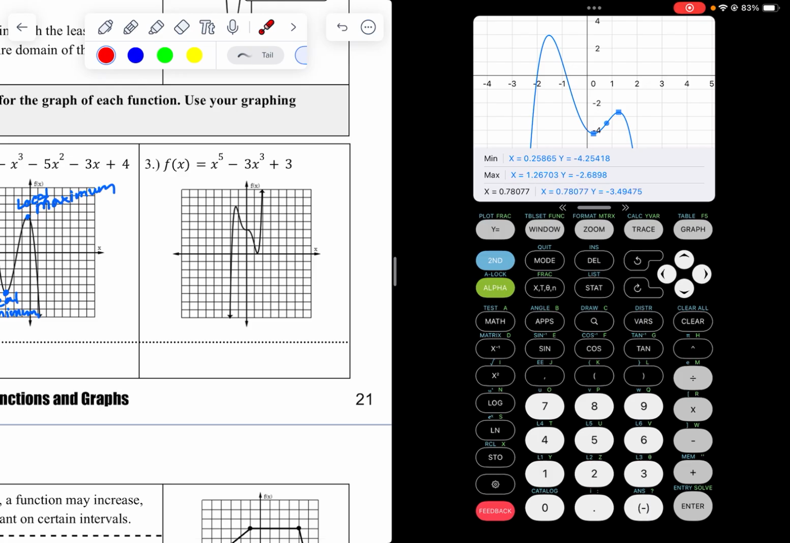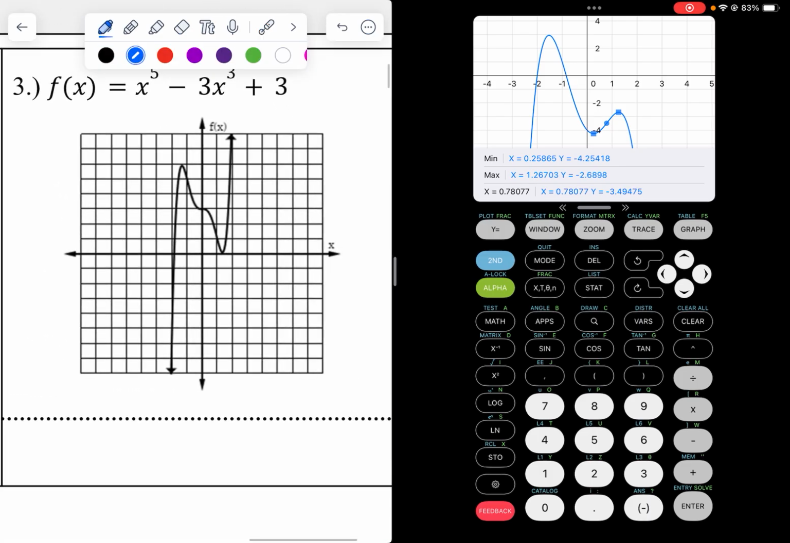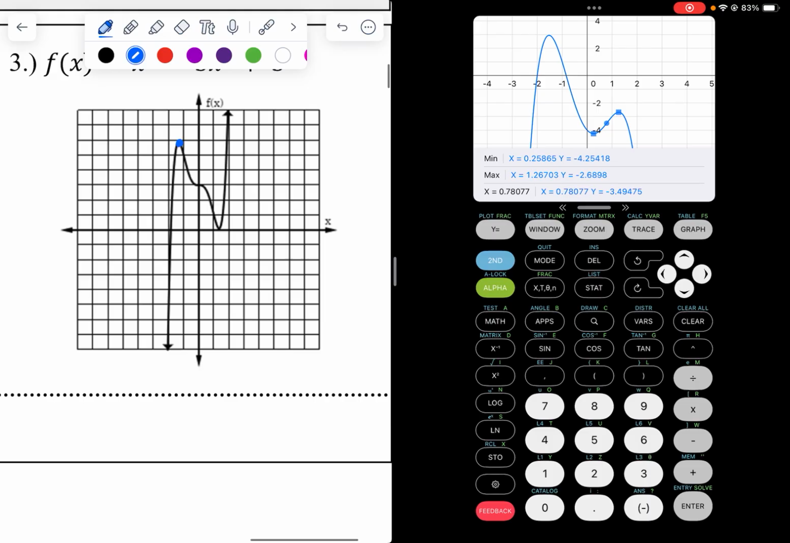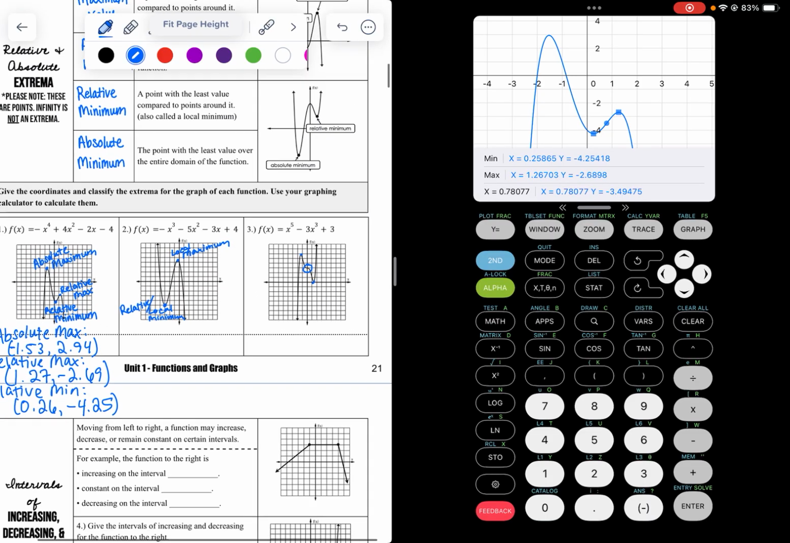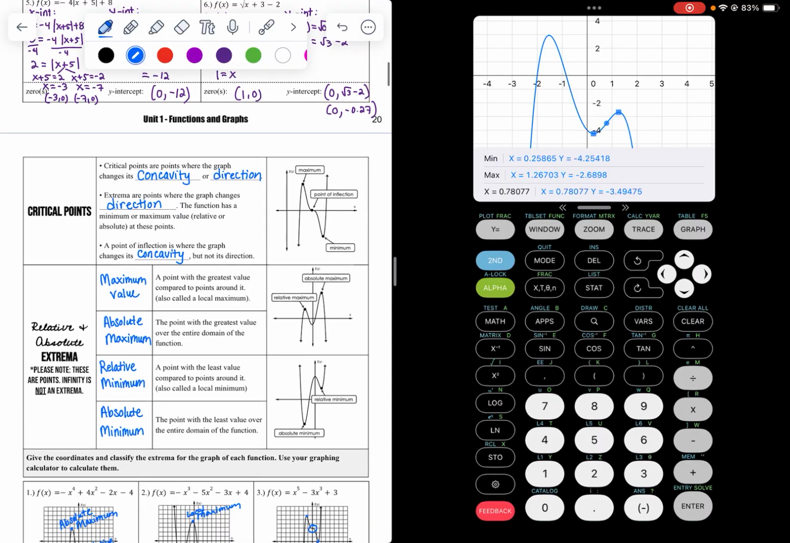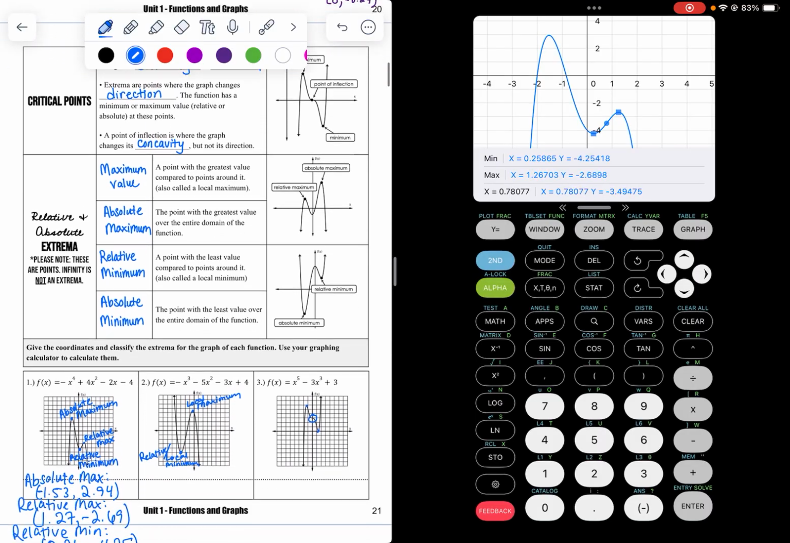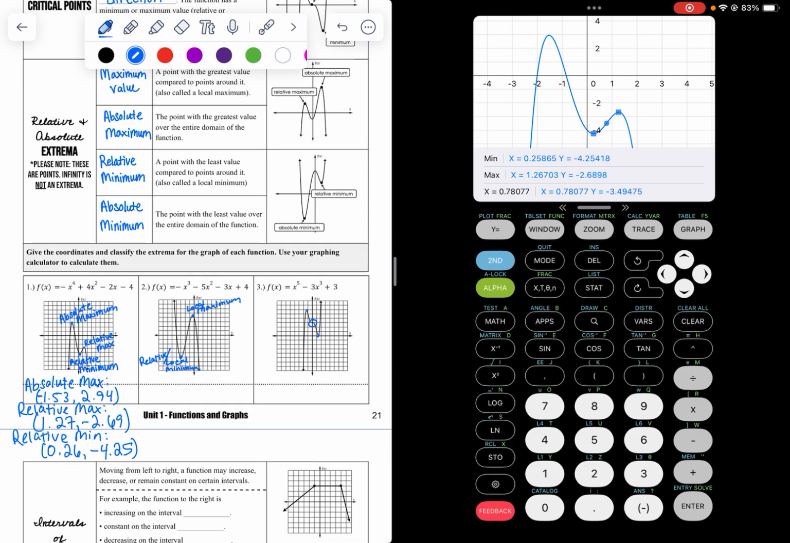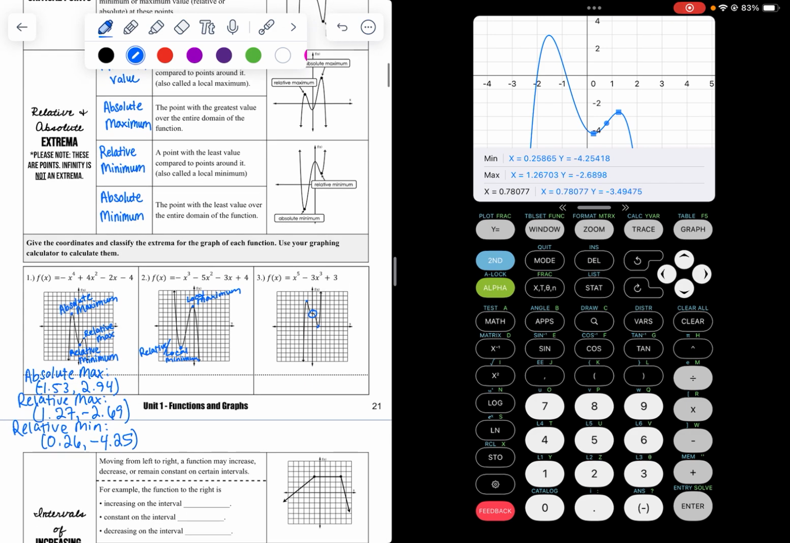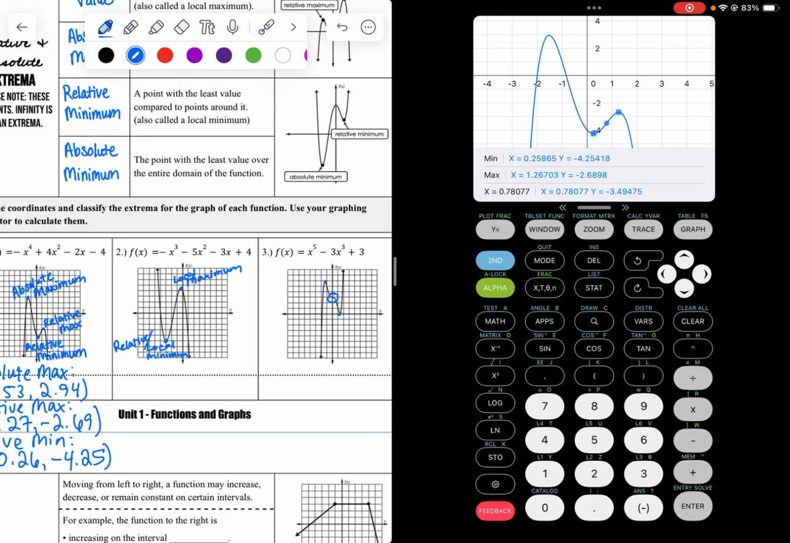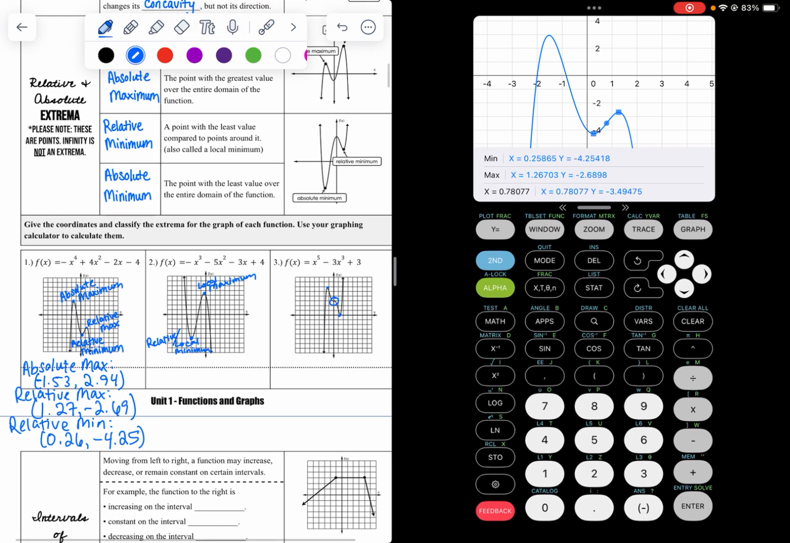On number 3, again, you will have a local max, a local min, and then this is not a max or min, it's not a point of extrema, it is an inflection point that we talked about up here where it's just changing concavity. So it is a critical point, but it's not considered to be an extrema. So you don't need to find that point there. But practice using your graphing calculator to find those values.